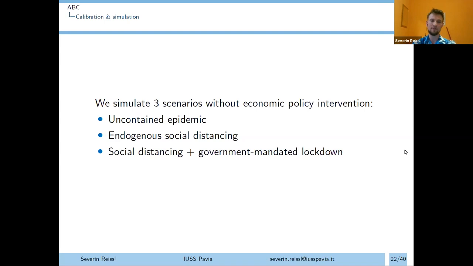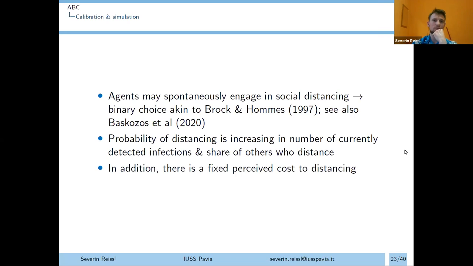So the endogenous social distancing scenario we model as follows. In the model, household agents can make a decision to spontaneously, endogenously engage in social distancing, which we model as a binary choice, as in the canonical Brock and Hommes model. And there's also this reference to a paper by Yorgos Galanis and some of his co-authors. I think Corrado Di Guilmi is also on it, in which they model exactly this kind of endogenous choice to socially distance. And in fact, the way that we model it, social distancing is very close to theirs.